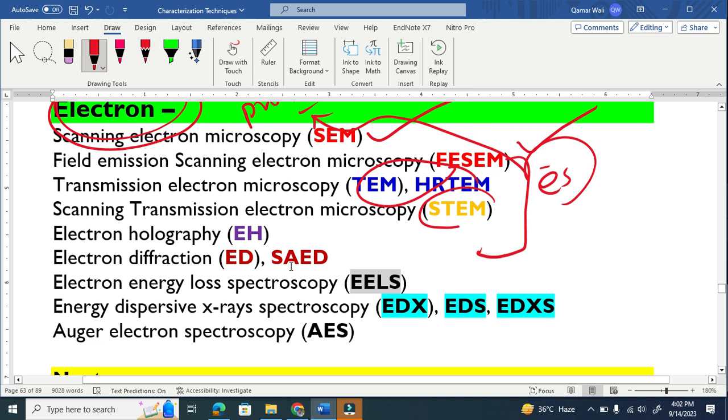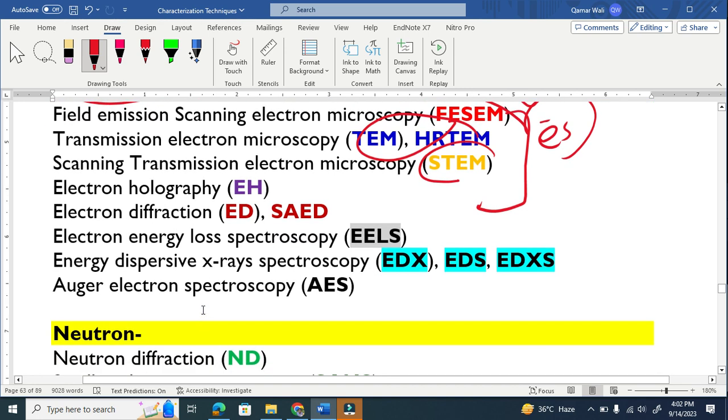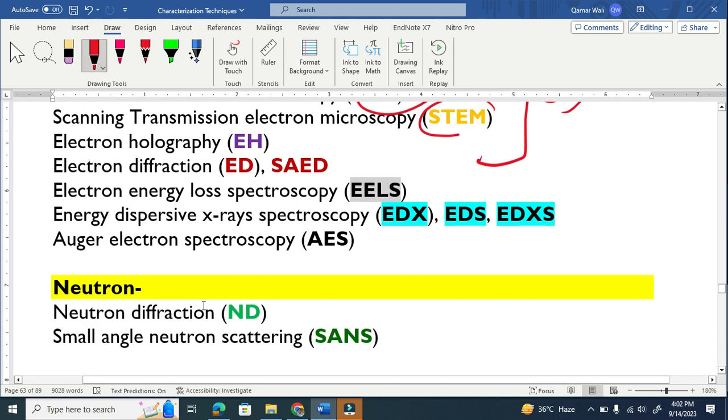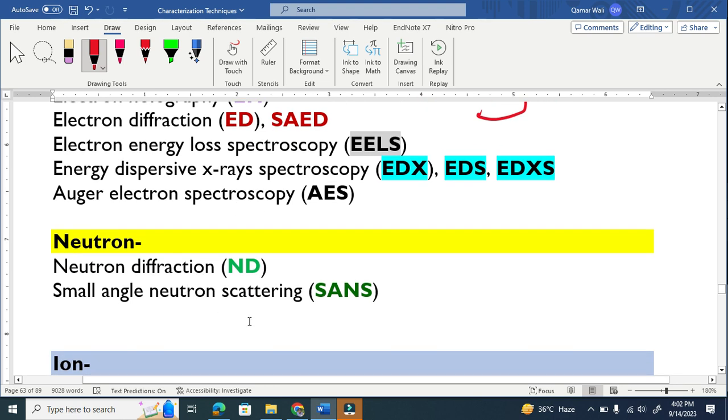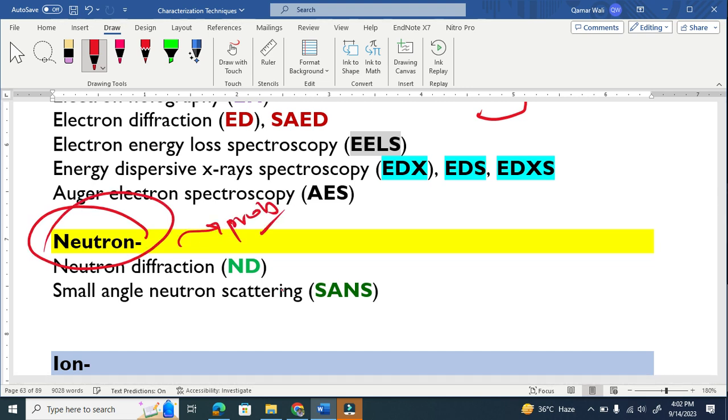This is also called selected area electron diffraction, electron energy loss spectroscopy, EDX. So in all these cases, we basically use electrons, right? Now, we also use neutrons as a probe here, but these are very less common techniques, to my understanding, that people in material science use.